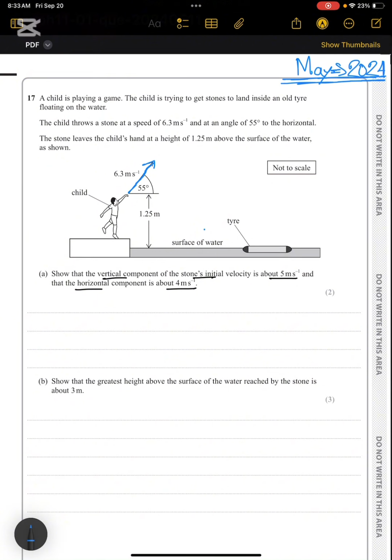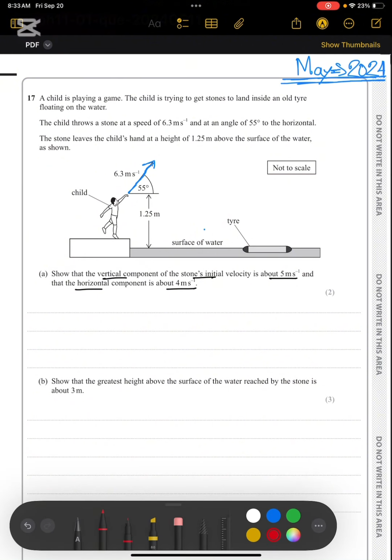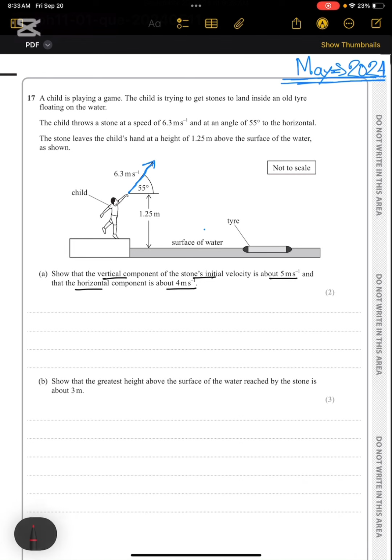As it was launched at an angle, it will definitely have a vertical component and a horizontal component. This is the horizontal component and this is the vertical component. So we all know as the horizontal component is with the angle, it will be 6.3 into cos 55 degree, and as the vertical component is without the angle, it will be 6.3 into sin 55 degree. Sin comes when it is without the angle and cos comes when it is with the angle.